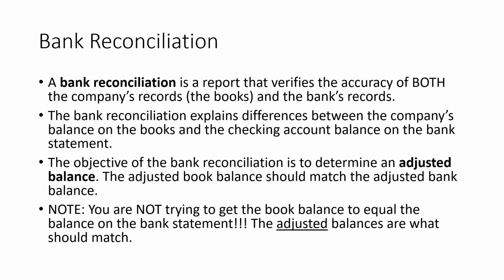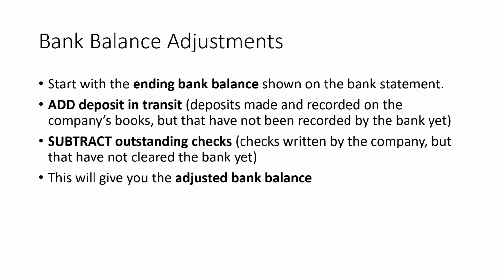The objective of the bank reconciliation is to determine an adjusted balance. The adjusted book balance should match the adjusted bank balance. Like I said, you are not trying to get the book balance to equal what's on the bank statement; you are looking for an adjusted balance. Once you do that, you will have the adjusted bank balance and the adjusted book balance, and those will match. So this is how you do it.